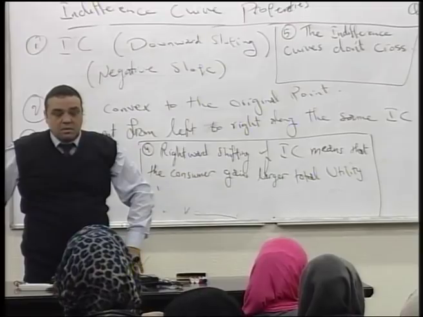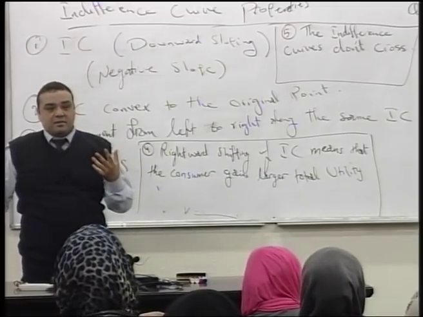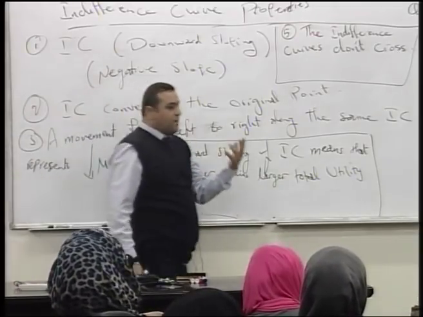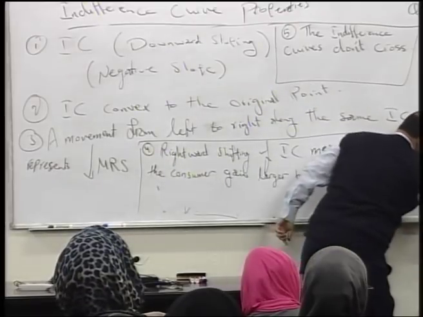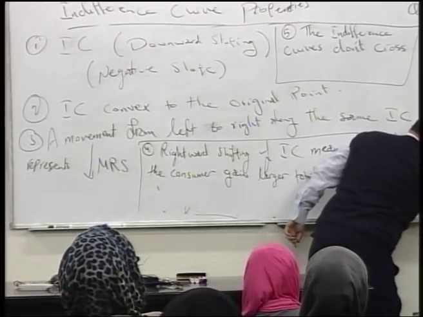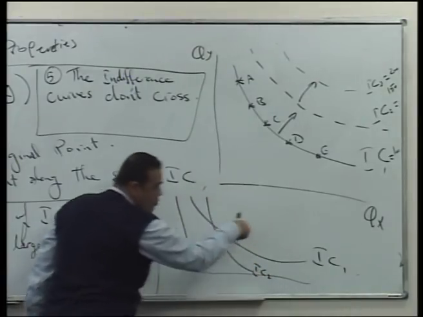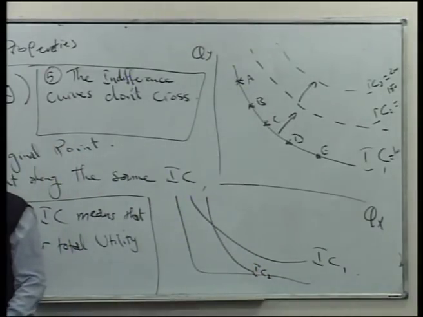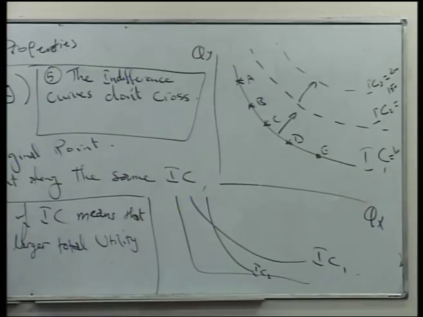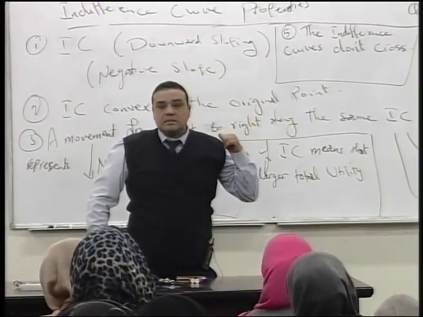So it's impossible to find two indifference curves like this, IC1 and IC2. You won't find those. Why? Let's see. Since we say never touch, never cross, I want to prove it.